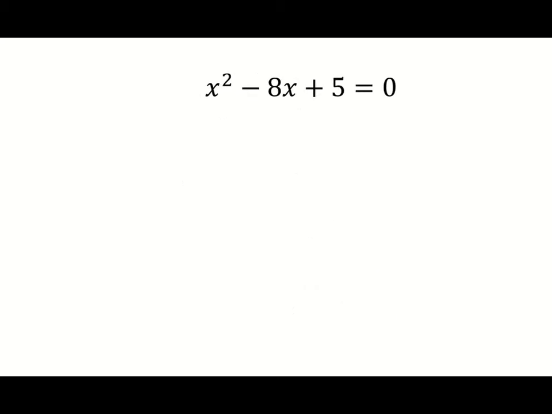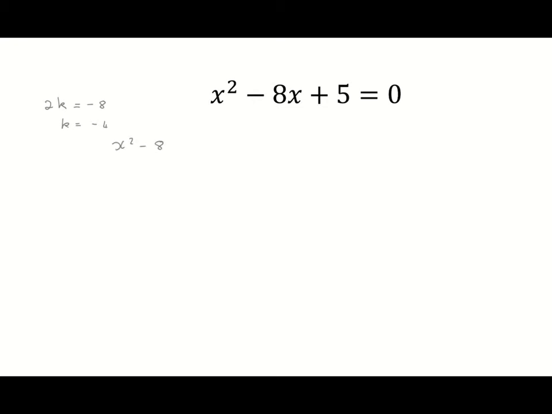Again, what we need to do is we need to say that 2k is equivalent to negative 8, so k equals negative 4. So we can rewrite that as x squared minus 8x plus 5. We can add and subtract 16, which is negative 4 squared, to each of this. Now we had a 5, so we have to still put in the 5, equals 0.